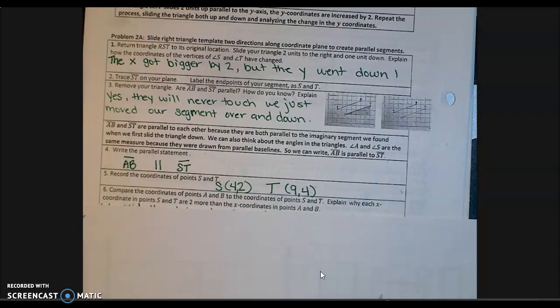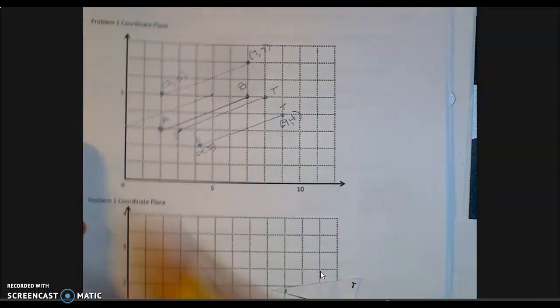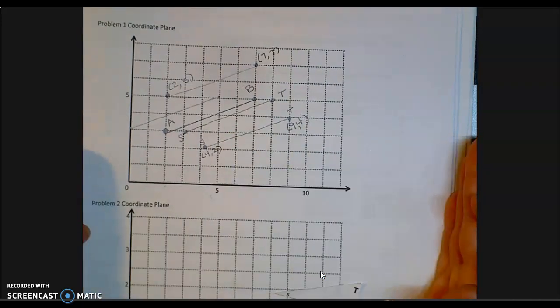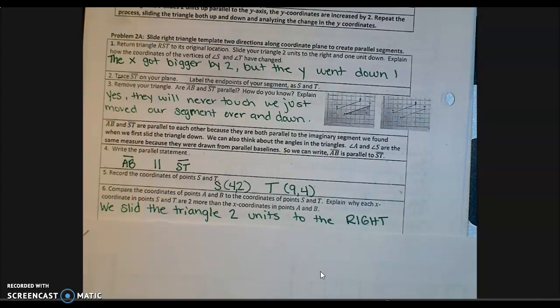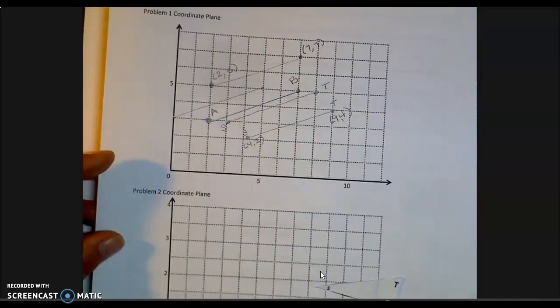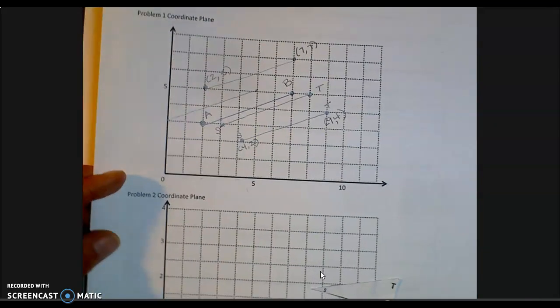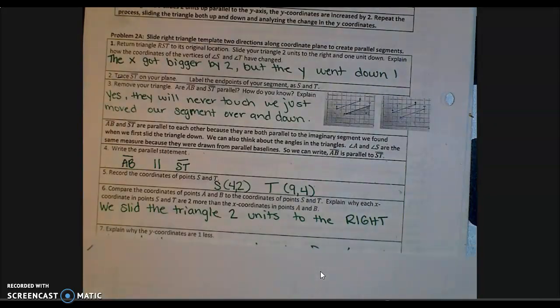Well, they're 2 more because we moved it 2 to the right. When we move on our coordinate plane to the right, our x gets bigger. So, Miss Purdy, what would happen if I slid it to the left? It would get smaller. Oh, okay. Explain why the y-coordinate is 1 less.